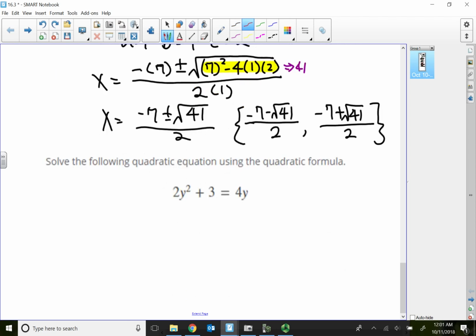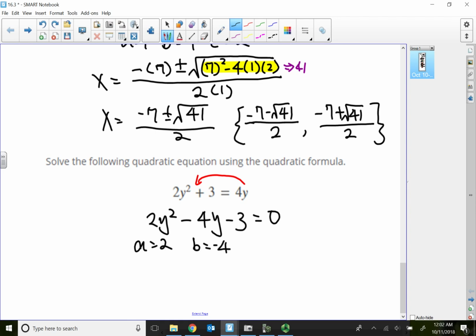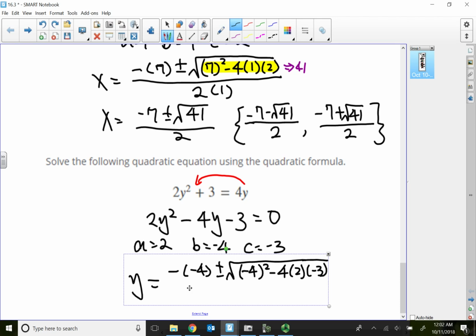All right, let's move this positive 4y over. Let's see what we can get. So that's 2y squared minus 4y minus 3. So my a is 2, b is negative 4, c is negative 3. So my y is negative b plus minus square root of my b, negative 4, whole thing squared, minus 4 times my a times my c, whole thing over 2 times my a, which is 2.